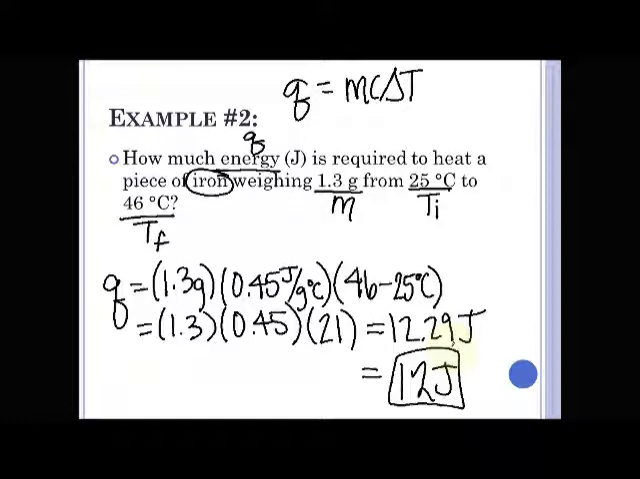So this would be like solving for Q, the easy of the two that we have for examples today. Example 3 gives us Q, and we have to solve for something else. So let's go ahead and do that.